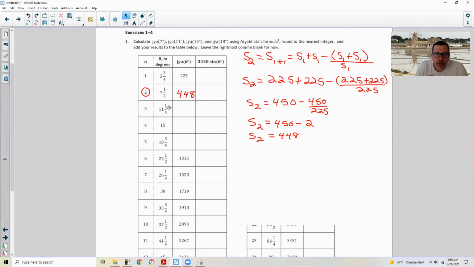All right, so jaw 7 degrees, 11 degrees, 15, and 18. These are approximations. They want us to do these. So we're going to continue with this formula. Now I keep that 448, and now I'm going to use it in this formula. So let me just erase all of this.